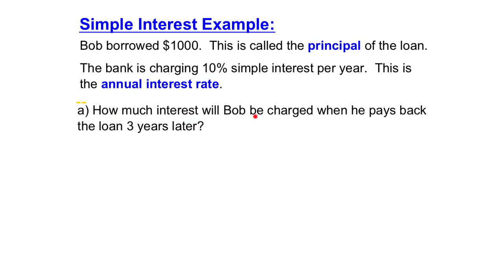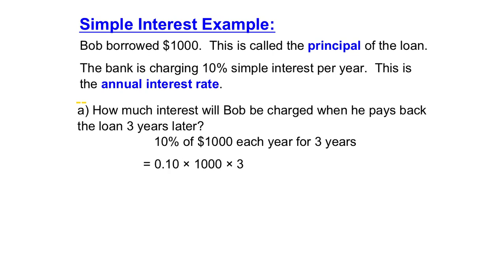How much interest will Bob be charged when he pays back the loan 3 years later? Well, they're charging him 10% interest per year. So they're going to charge him 10% of $1,000 each year for 3 years. To calculate that, 10% of $1,000 is 0.10 times 1,000, but we're doing that for 3 years, so multiply that by 3. So that ends up being $300. So he borrows $1,000. 3 years later, he owes the bank $300 in interest.